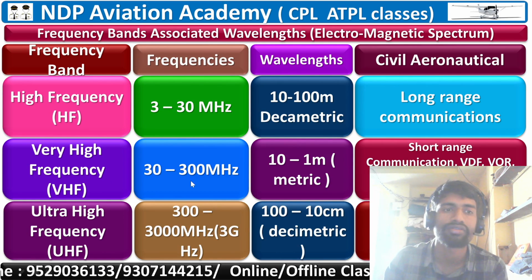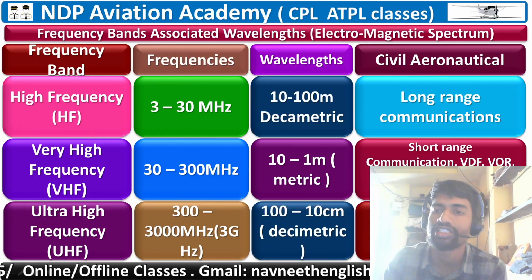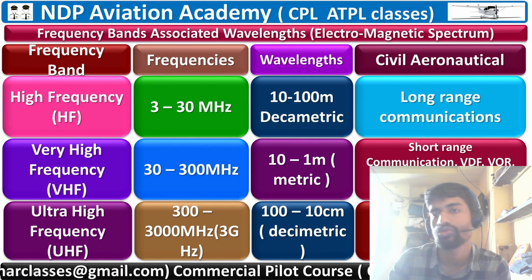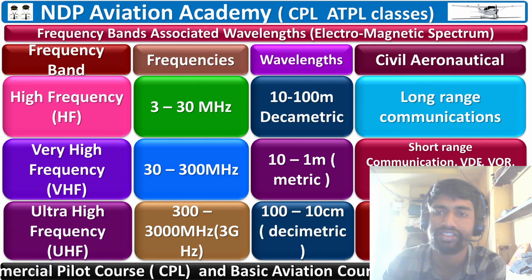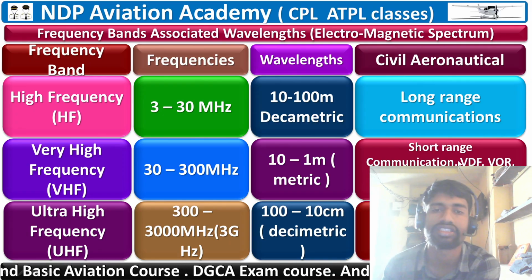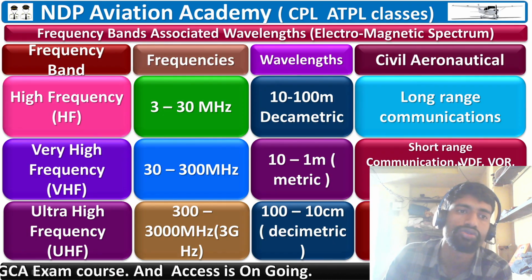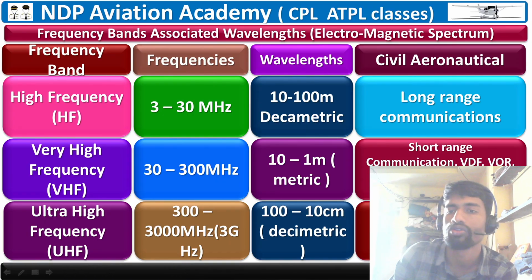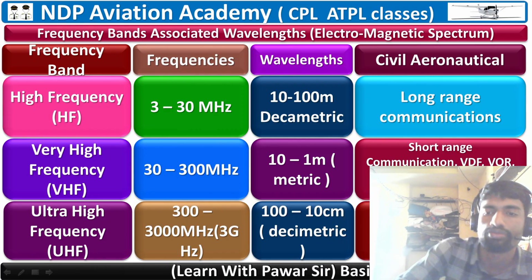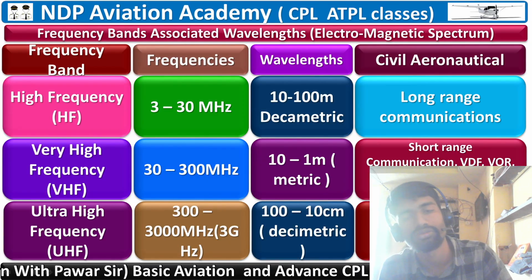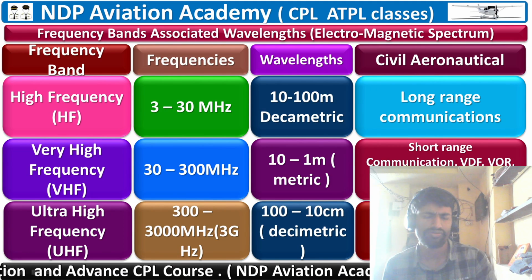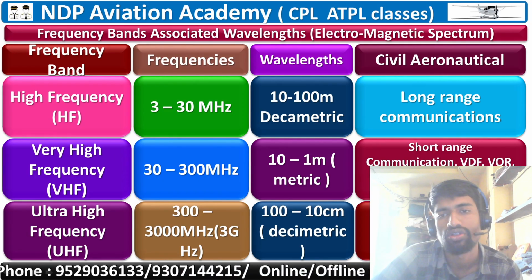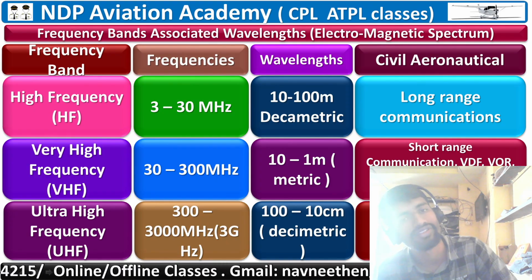So we use this very high frequency for short range communication, also VDF, VOR, localizer, marker beacon. We already learned VDF, VOR, localizer. For long range we use HF, and for short range we use VHF. ADF and VOR, ILS localizer, and different types of frequencies like 108.95. Every VOR has different frequencies. Every airport has a VOR station, and this VOR station has a different frequency.